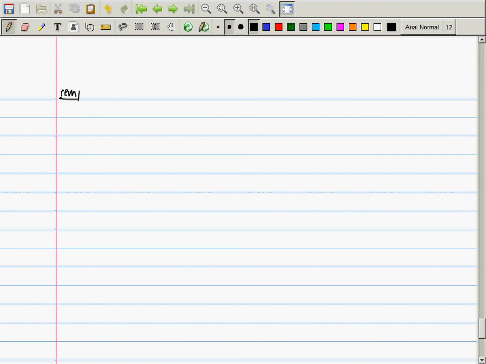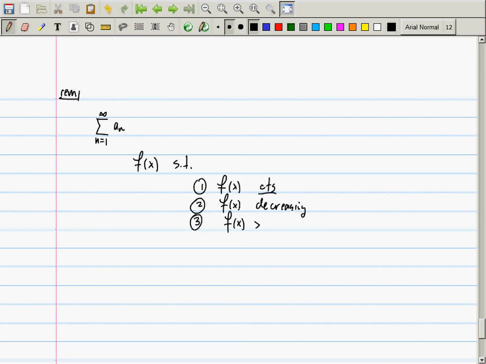Okay, so then there is the integral test. If you have a series like this, the sum from n is 1 to infinity of a n, and you have a function f of x such that, 1, f of x is continuous, 2, f of x is decreasing, 3, f of x is positive. So a continuous and decreasing positive function. And 4, a n is f of n.